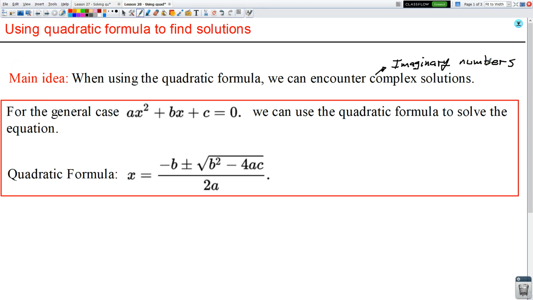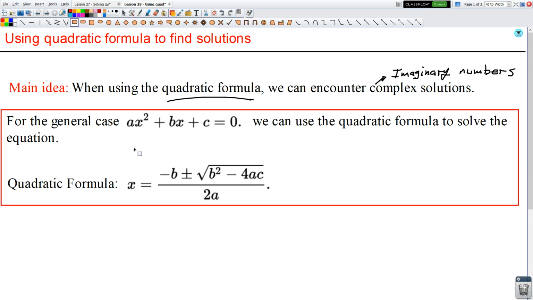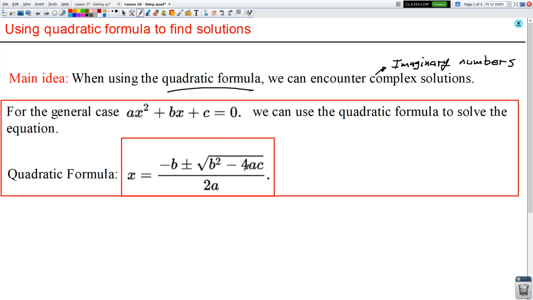All right, so let's refresh a little bit from Algebra 1, and that is, what is the quadratic formula? This is what you have seen before, and this is what we're going to call the quadratic formula here. We use this formula to solve quadratics. That's why it's called a quadratic formula.